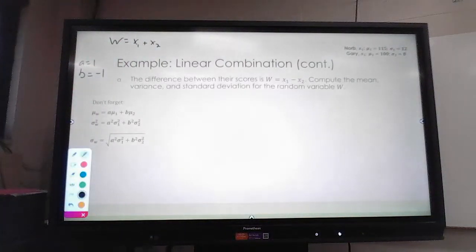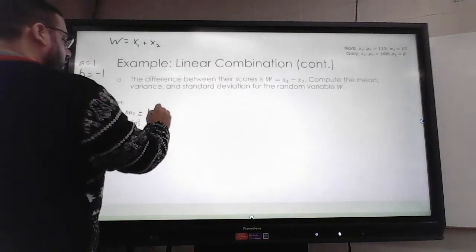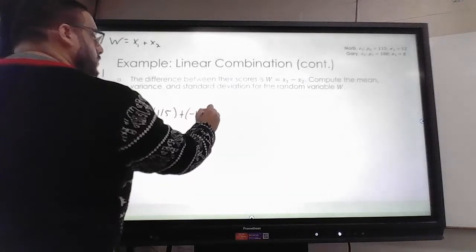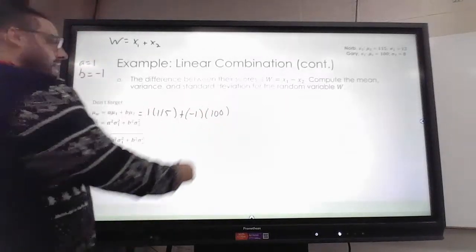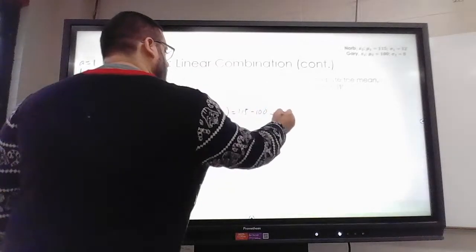Okay? So let's go ahead and start with the average. So a times the first mean plus b times the second mean. So that's 1 times 115 plus negative 1 times 100. So that's 115 minus 100, that's 15.